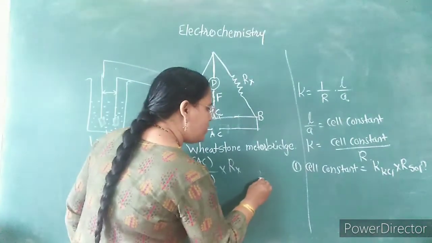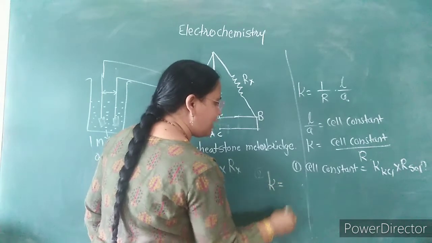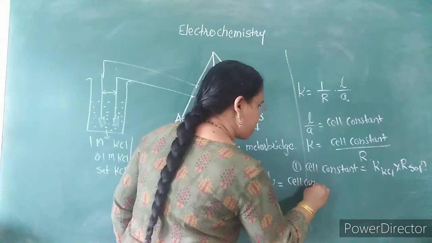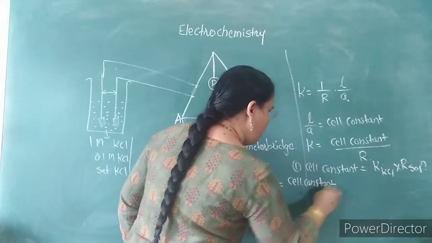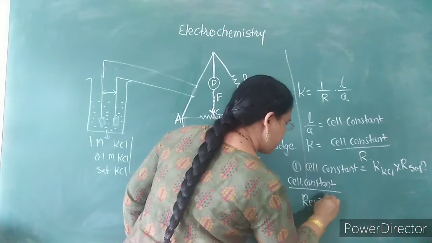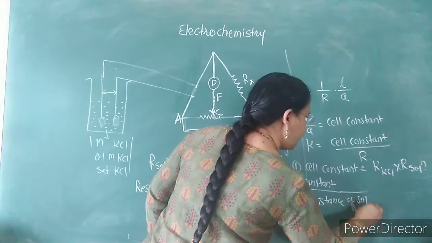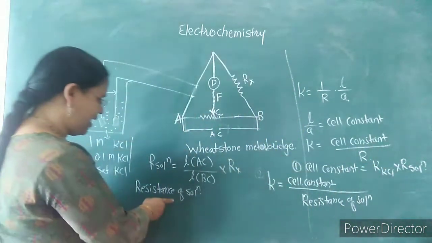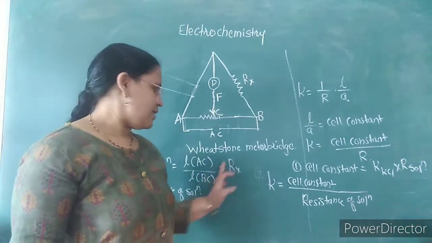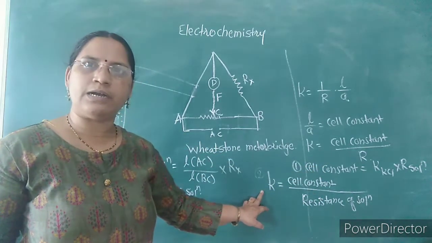Now the second point: by using the cell constant, again we are able to find the value of K. K is equal to the cell constant upon the resistance of the solution, R. This is the formula to find the resistance of the solution. So from this resistance of solution and from the first cell constant, we are able to find the conductivity.